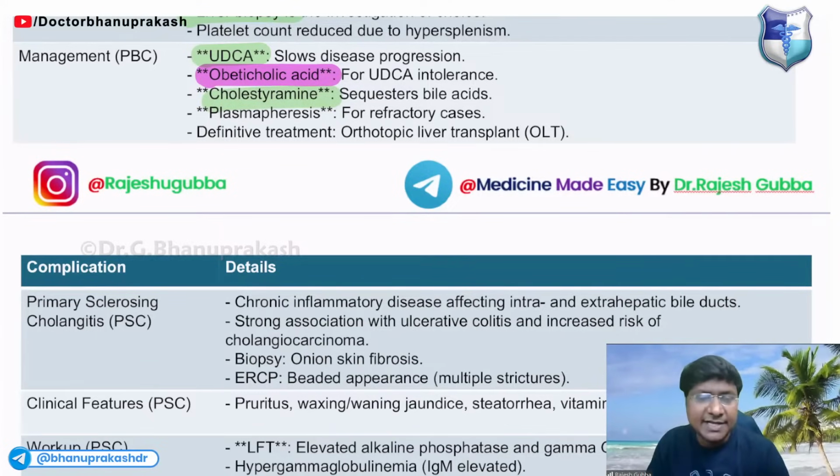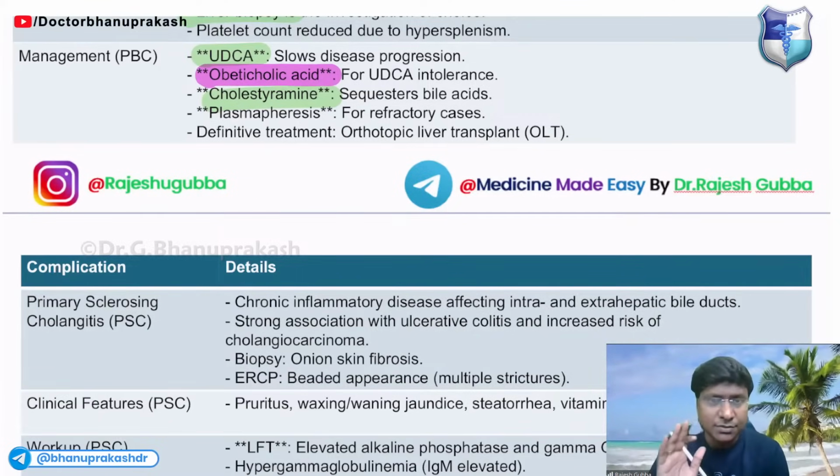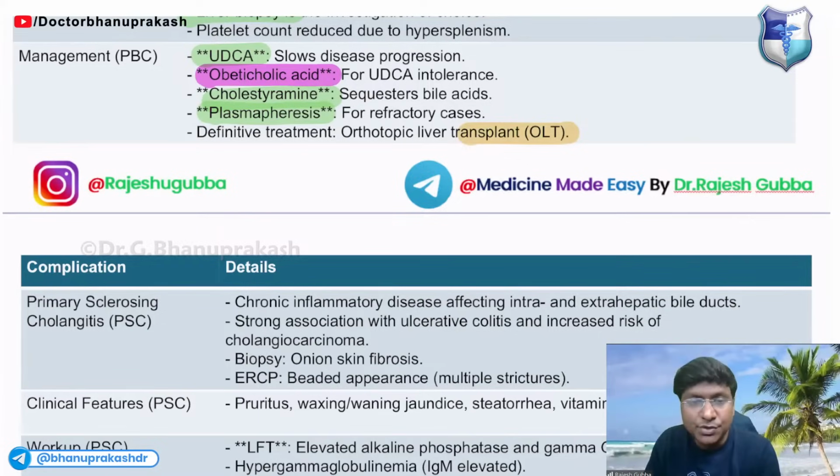Now, in refractory cases, what is it that you need to do? What is the problem here? Antibodies, that is anti-mitochondrial antibodies. Now, these anti-mitochondrial antibodies have to be kicked out. What you should do or what you can do? Plasmapheresis. And the definitive treatment in these patients will be orthotopic liver transplantation in case of end-stage liver disease. That is about primary biliary cholangitis, right?